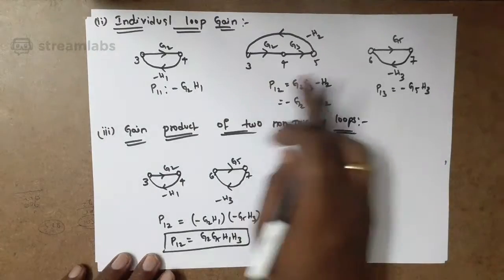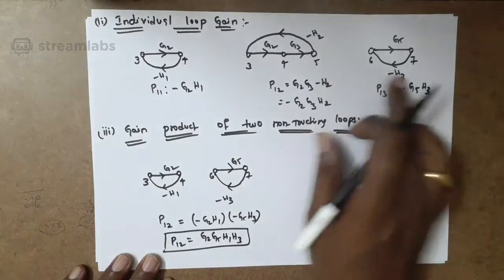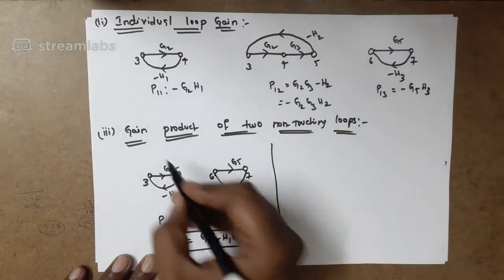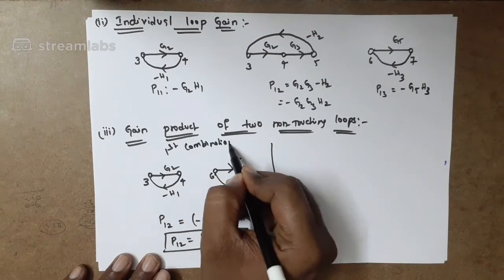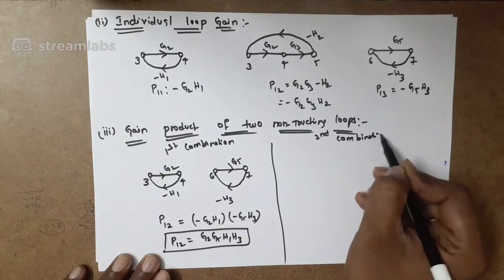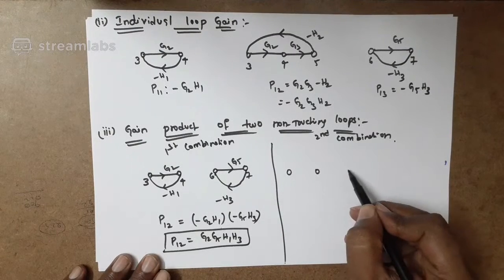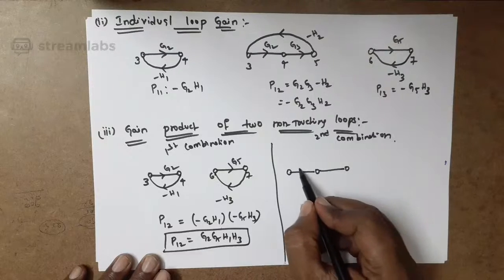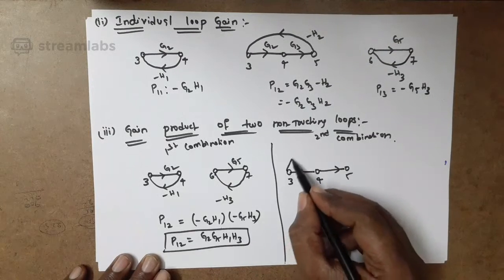Is there another combination for the non-touching loops? See here, 3, 4, 5 and 6, 7. These two loops don't have any common nodes, so these two are also non-touching. This is the first combination, and this one is the second combination. The loops are 3, 4, 5.